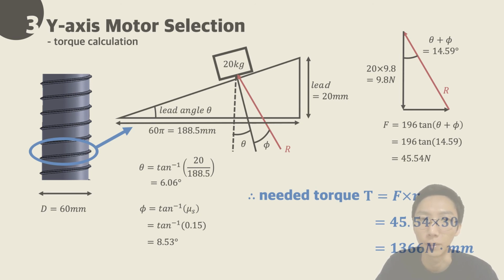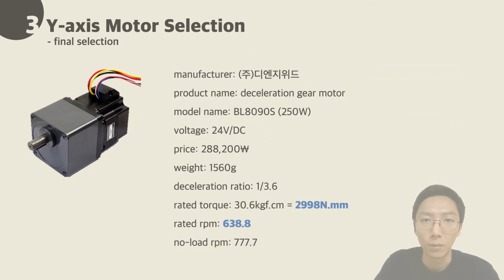1366 Newton millimeter. The motor we found during the investigation is a deceleration gear motor with a 1/3 deceleration ratio shown in the figure. The motor has a torque of 2998 Newton millimeter and 638 RPM. This can move the y-axis action body of the Wallozet.